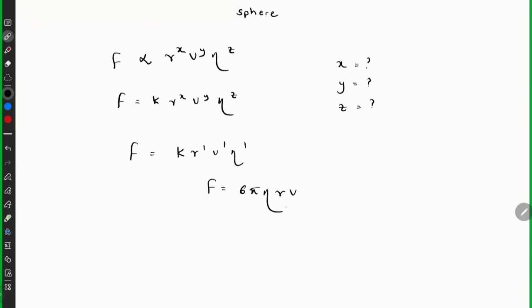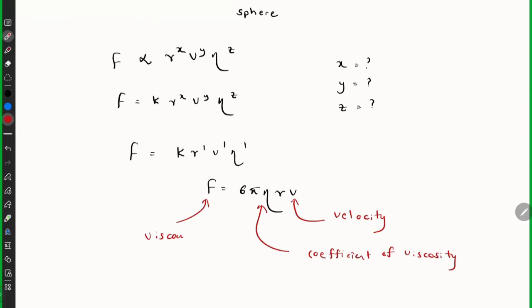What's V? The velocity. V is the velocity. What's eta? Coefficient of what? Viscosity. What's F? The viscous force. The viscous force. All right? Okay.